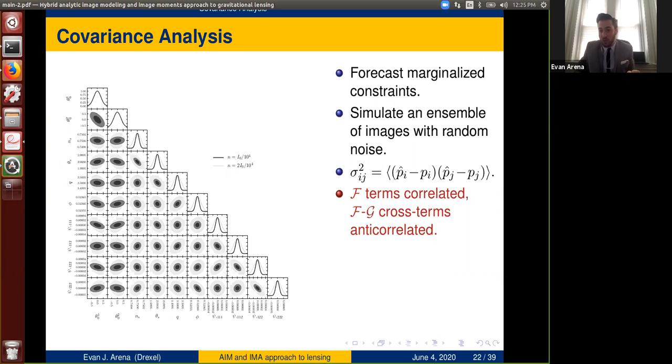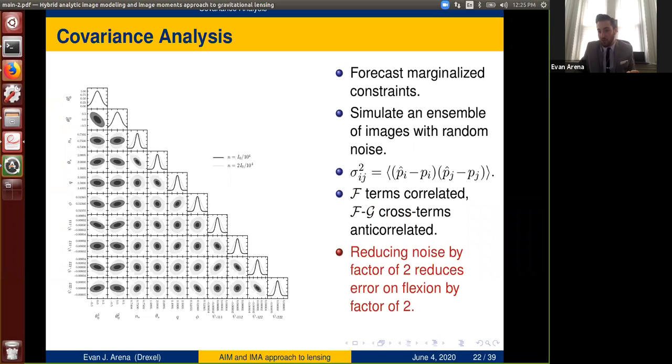The main takeaway of this plot, though, is the comparison between the 2 covariance matrices that are overlaid. And we see that reducing the noise by a factor of 2 reduces the error on the flexion by a factor of 2. So what we forecast here is that flexion-based studies would greatly benefit from future surveys that are going to take higher quality images of galaxies.